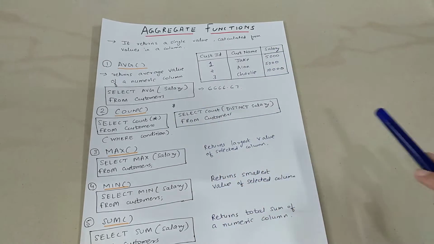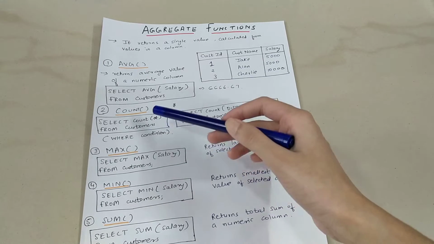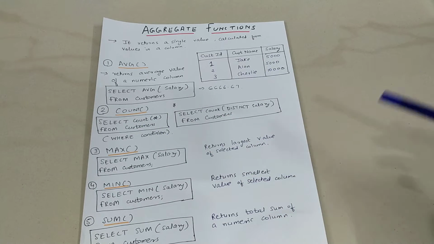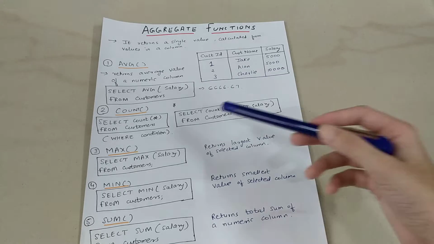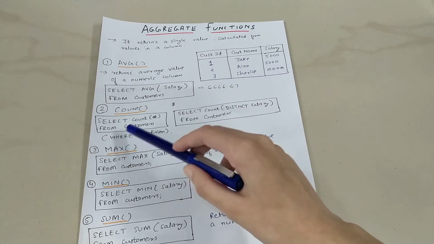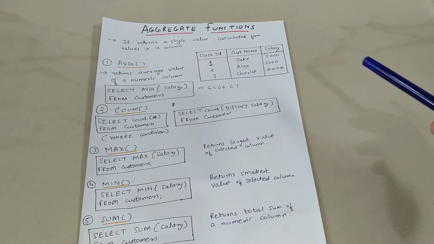Now count. If you want to find the count of a particular column, this is what we can write: select count star from customers. This will tell us the number of values in this particular table.